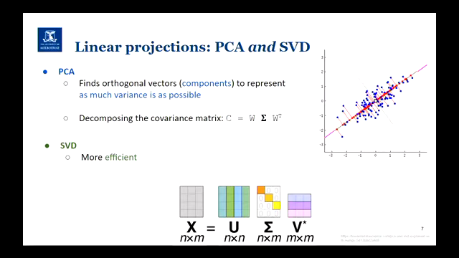Why is SVD more efficient than PCA? They're very similar techniques, but you don't need to calculate the covariance matrix, which is a quadratic cost. So SVD is an alternative that is more efficient, and you can interpret PCA as an SVD on a centered covariance matrix, okay?